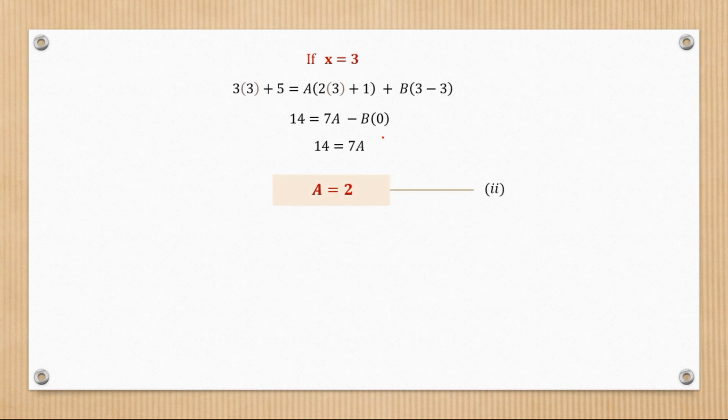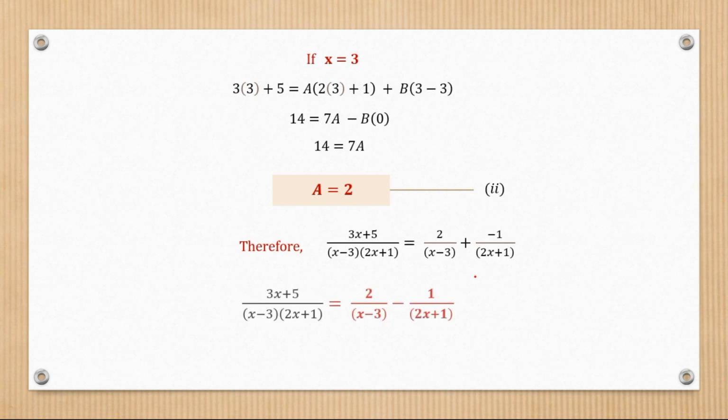So now we know the value of a and we know the value of b. So therefore 3x plus 5 divided by x minus 3 times 2x plus 1. So now it can be simplified as, so this is how it looks when it's simplified: 2 over x minus 3 plus negative 1 over 2x plus 1. But now I can actually say that I can bring this negative and it will affect this plus sign, so we'll have it being expressed this way.